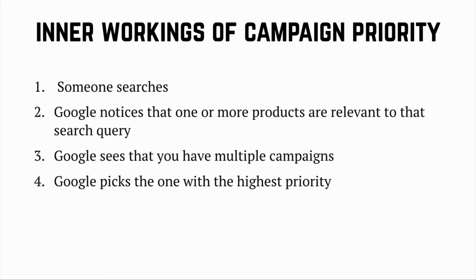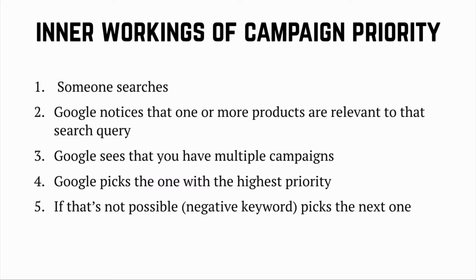So if you have two campaigns and one is set to high priority, one is set to medium priority, Google picks the one with priority set to high. If that's not possible because of a negative keyword, it picks the next one. So if it's not possible to match with a high priority, it goes to medium. If that's not possible, it goes to low.